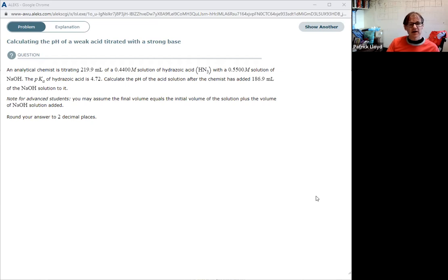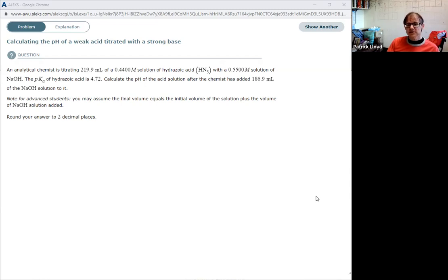The pKa of hydrazoic acid is 4.72, and you want to calculate the pH of the acid solution after the chemist has added 186.9 milliliters of the sodium hydroxide solution to it. Note for advanced students, you may assume the final volume equals the initial volume of the solution plus the volume of the NaOH solution, and round your answer to 2 decimal places, right?